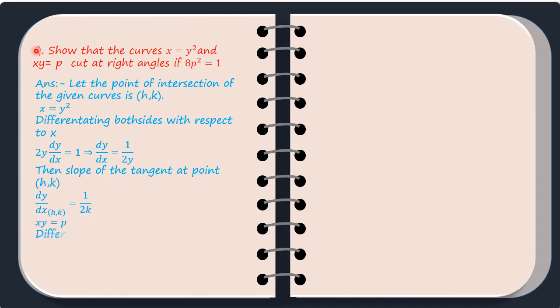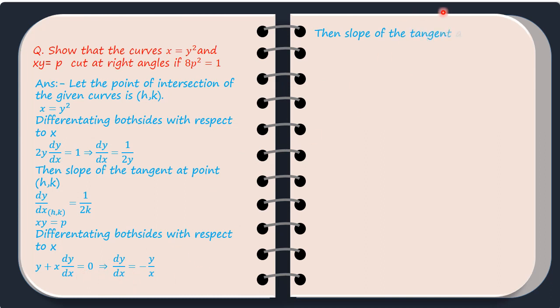Now another equation is xy is equal to p. Now differentiating this equation also on both sides with respect to x, we will find dy/dx. So what is dy/dx? dy/dx is minus of y upon x. So for this equation, the slope of the tangent at that point h comma k, dy/dx at h comma k, is given by minus of k upon h.